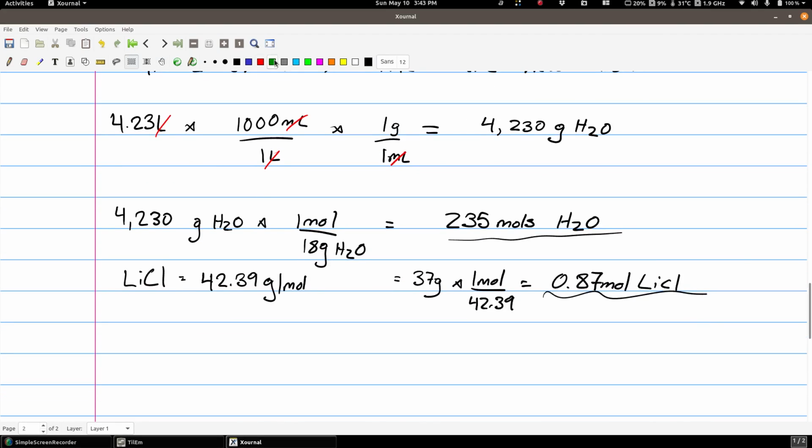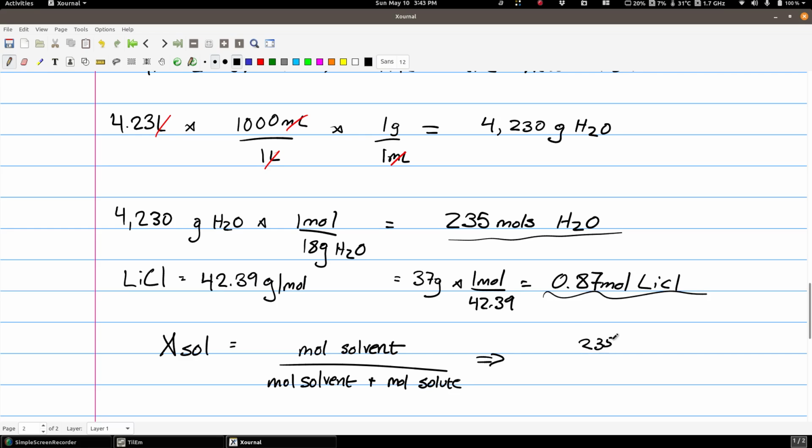Okay. The mole fraction is just telling you how many moles of solvent you have compared to solute. The way you calculate this is moles of solvent divided by moles solvent plus moles solute. So this would be 235 moles. You don't even have to write the moles, you know what they are. So you have 235 divided by 235 plus 0.87.